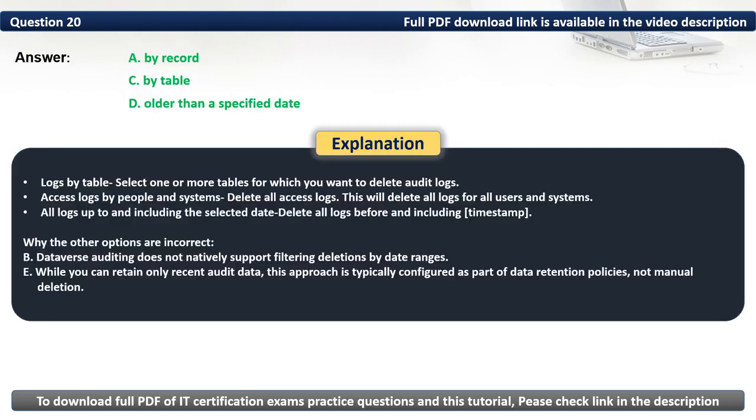Logs by table. Select one or more tables for which you want to delete audit logs. Access logs by people and systems. Delete all access logs. This will delete all logs for all users and systems. All logs up to and including the selected date. Delete all logs before and including timestamp.